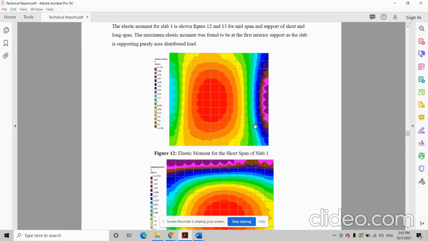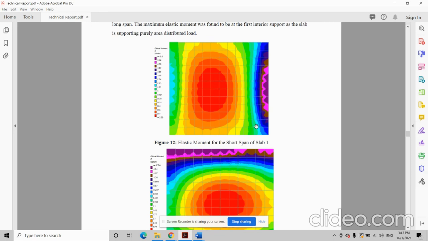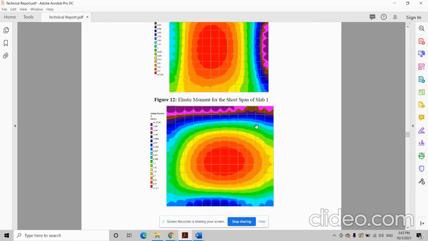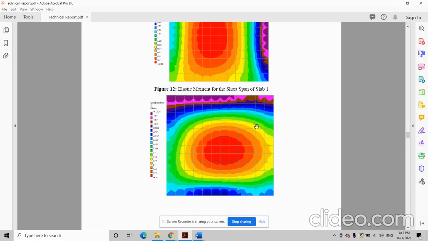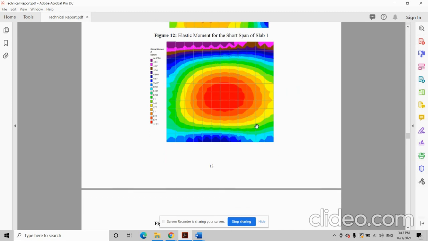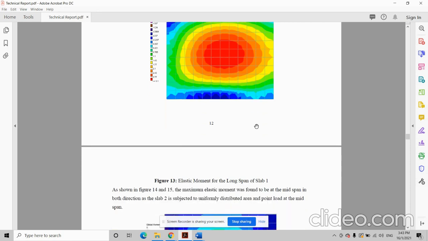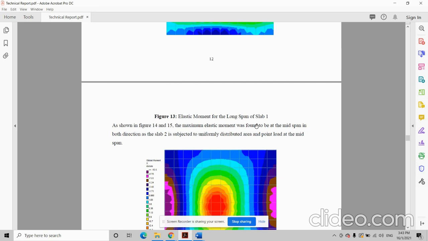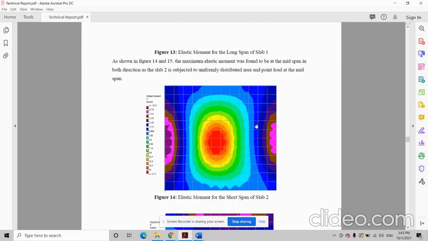The maximum elastic moment was found to be at the first interior support, as the slab is supporting purely area distributed load. The maximum elastic moment was found to be at the midspan in both directions, as slab 2 is subjected to uniformly distributed area and point load at the midspan. The distribution of the moment varies as slab 3 has an irregular shape. The higher concentration of the moment and stress, as explained earlier, is found all around the edges, as it is the critical area of stress transition and distribution.